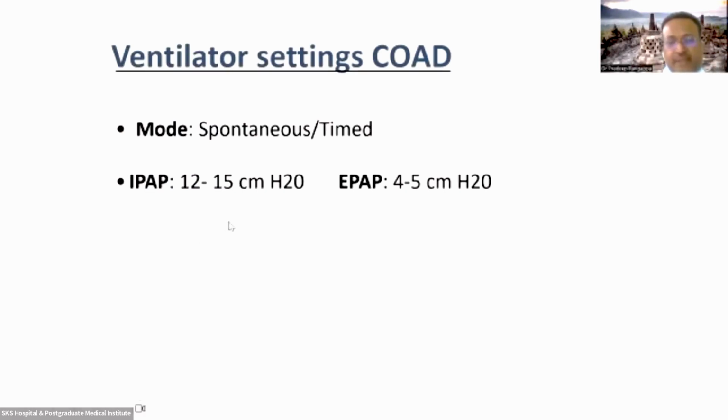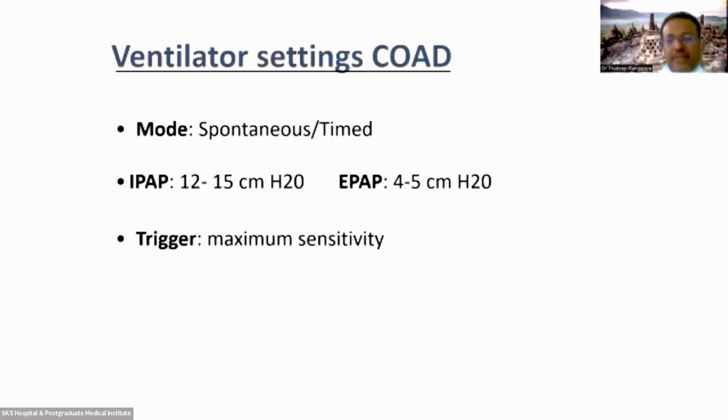The IPAP we generally put at 12 to 15 centimeters of water, and EPAP of 4 to 5 centimeters. So we keep a differential of around 7 to 8 between IPAP and EPAP when we are setting these pressures. The trigger we put at maximum sensitivity in patients who are very tachypneic, who are very conscious. We put the trigger at a high sensitivity.